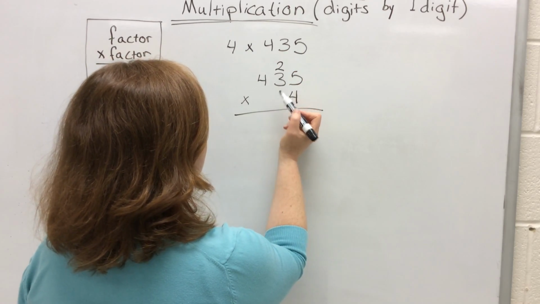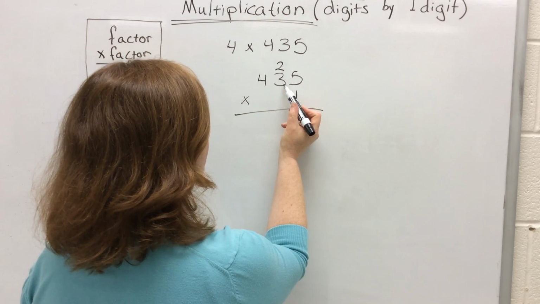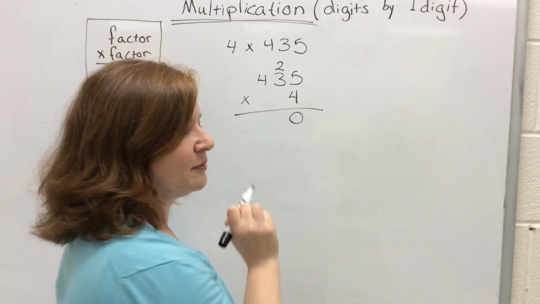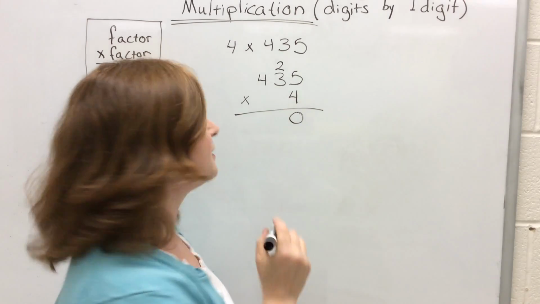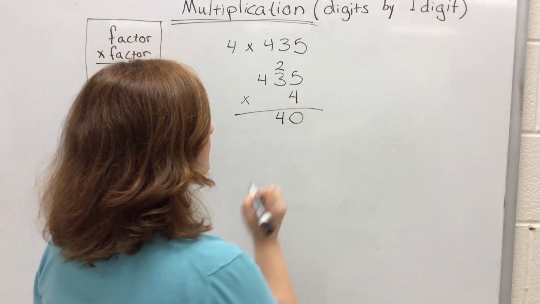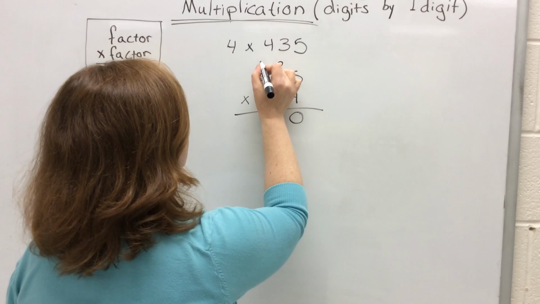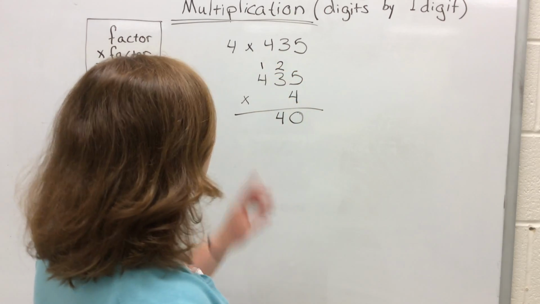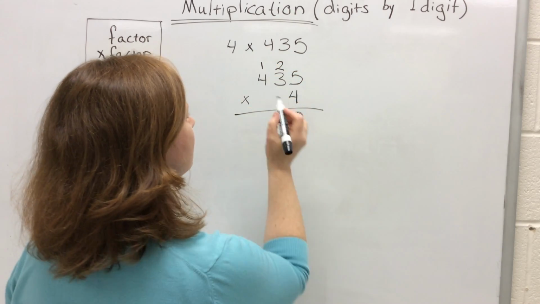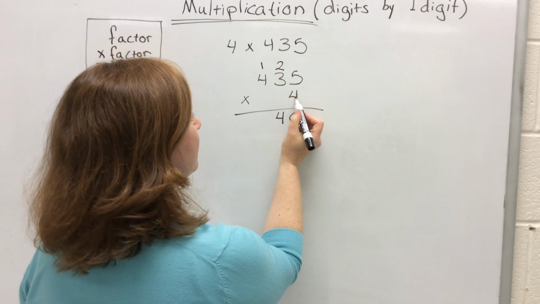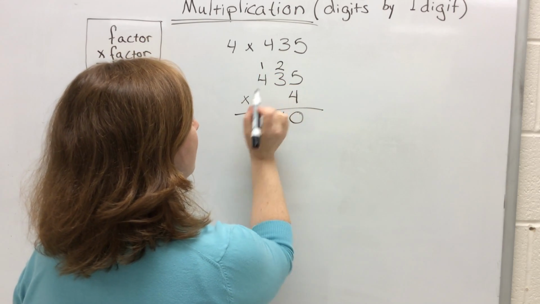4 times 3 is my next step. 4 times 3 is 12. And then I need to add my 2 more. 12 plus 2 more is 14. My 4 goes on the bottom. And my 1 from my 14 needs to regroup and move to the next digit to the left above that digit. Next step is 4 times 4.